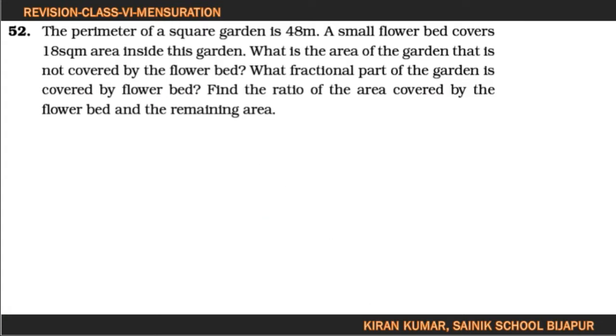The perimeter of a square garden is 48 meter. A small flower bed covers 18 square meter area inside this garden. What is the area of the garden that is not covered by the flower bed? What fractional part of the garden is covered by the flower bed? Find the ratio of the area covered by the flower bed and the remaining area.